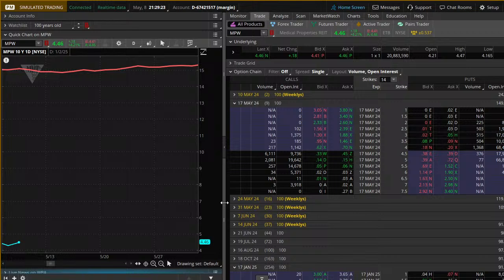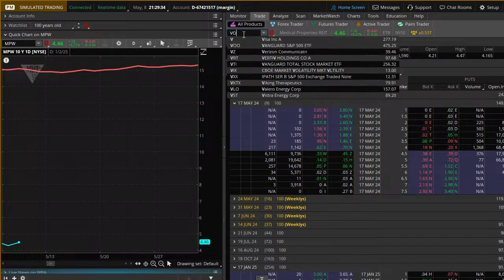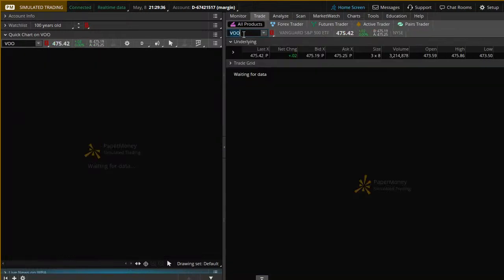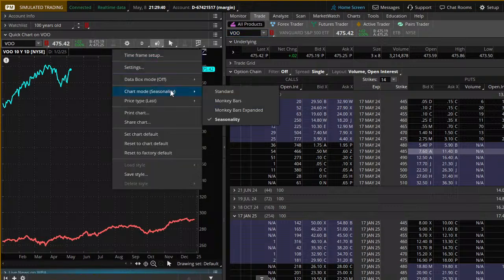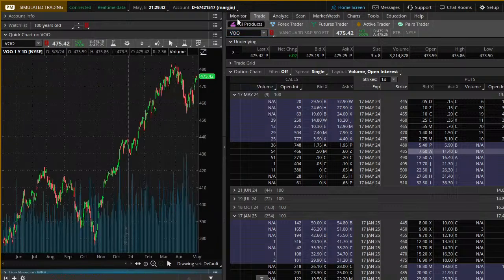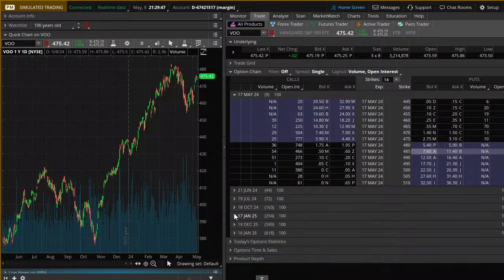I'm going to go back a little bit because there was something I wanted to address. Somebody said something about VOO. All right, let's take a look at VOO for a second and just point out why I don't like VOO. Why don't I like VOO? It's the same reason why I don't like any ETF for this type of trading.